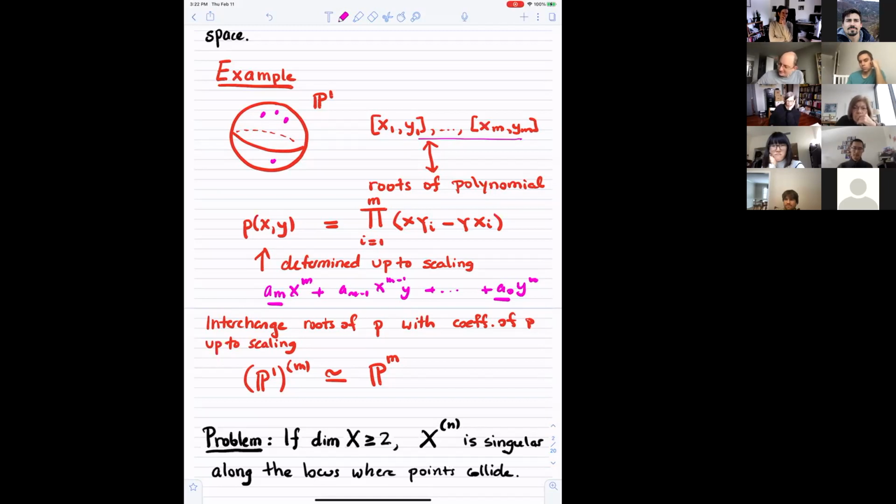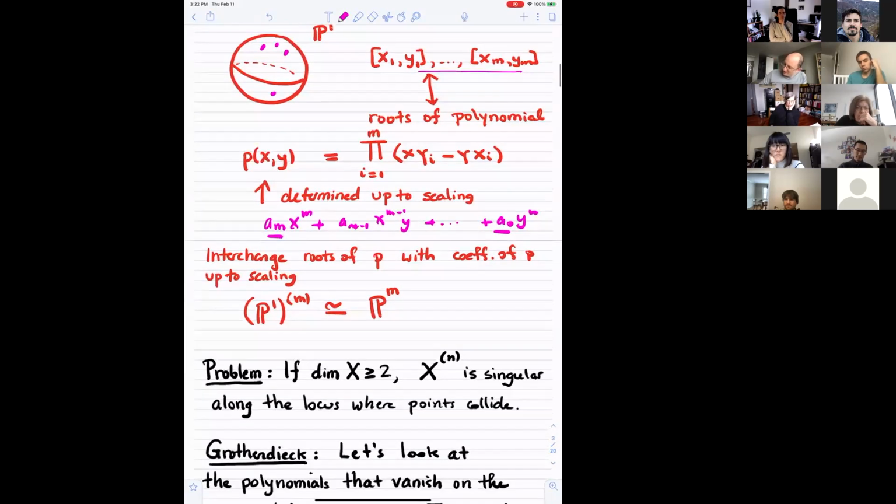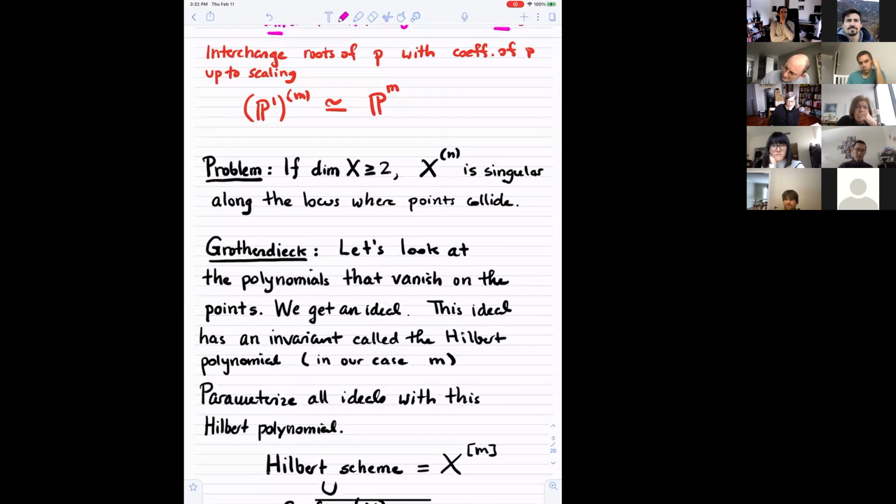All right. Okay, so why am I even talking about this problem? The problem is that if the dimension of x is at least 2, I'm going to keep going between m and n. So if the dimension of x is at least 2, then the symmetric product is singular. What happens is that when the points collide, when you identify them, you get the singular locus. And as a general rule, we prefer to work with smooth spaces. So we want to do something about it. We don't want to deal with singular spaces.